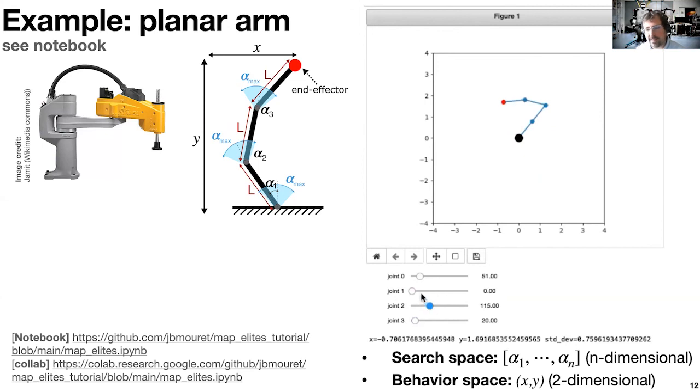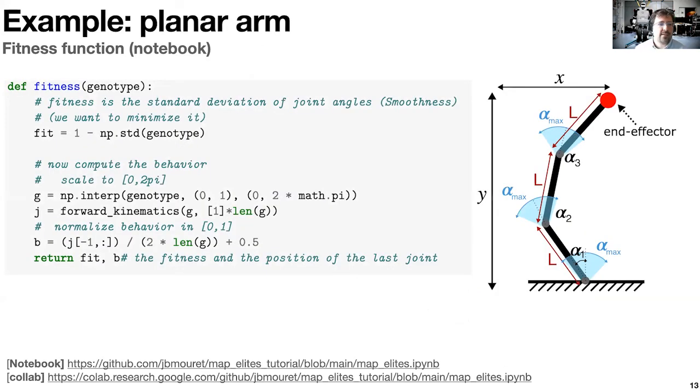So the search space is n-dimensional, the number of joints, and the behavior space here is two-dimensional. It's the position of the end effector. When we define the fitness, what we decided is that we like when all the joints have similar values. It's like a smooth position. It's purely arbitrary. Again, it's a toy problem.